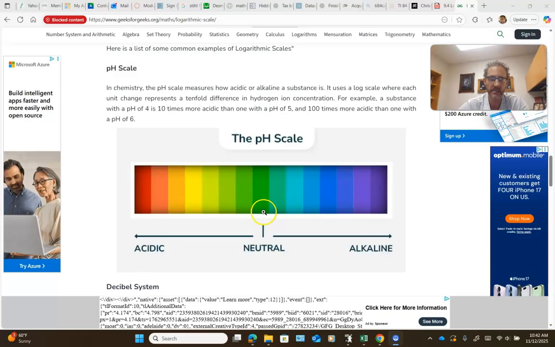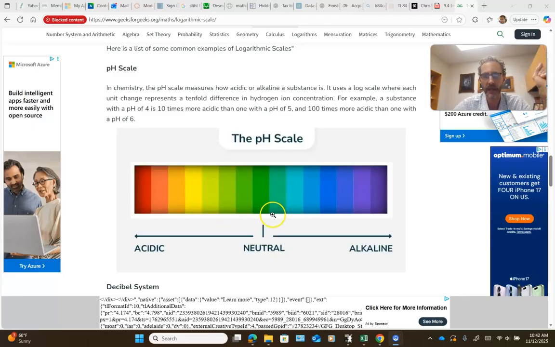So something that has a pH of 3 versus something that has a pH of 6 is 10 to the third times more acidic. Each time you come to the left, you're increasing the number of hydrogen ions by a factor of 10. So 10, then 100, because 10 to the second is 100. 10 to the third is 1,000. 10 to the fourth is 10,000. Okay. So one increment in a logarithmic scale can actually be a fairly large change.